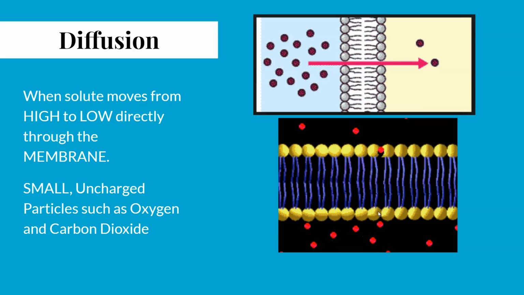So you can see those phospholipids right here, the heads and the tails. It's just squeezing right past to get to the other side, traveling from high to low. So what kind of particles can do this high to low right through the cell membrane, squeezing through these phospholipids? Those are going to be small and uncharged particles, mainly gases like oxygen, nitrogen, and carbon dioxide.